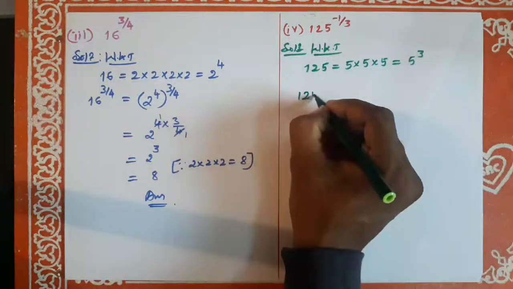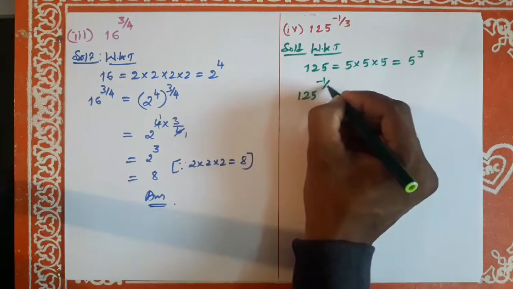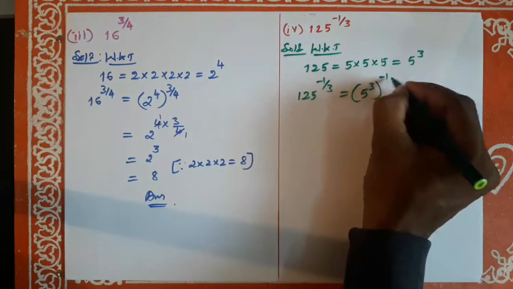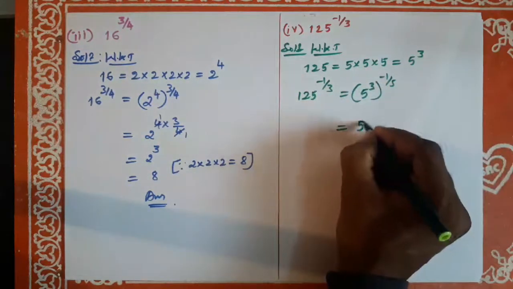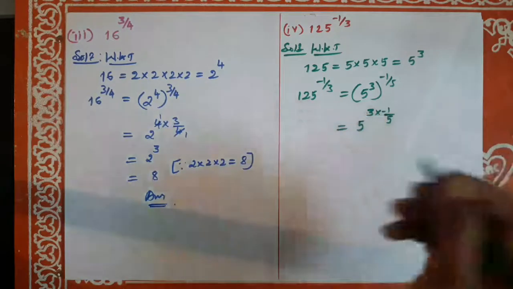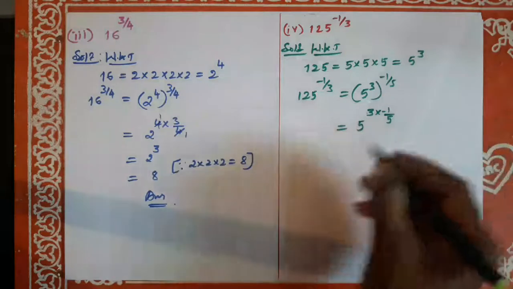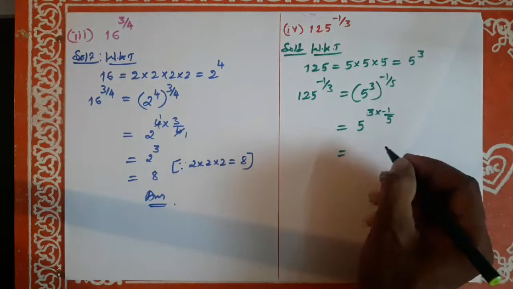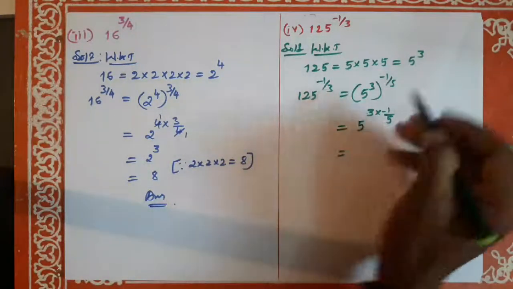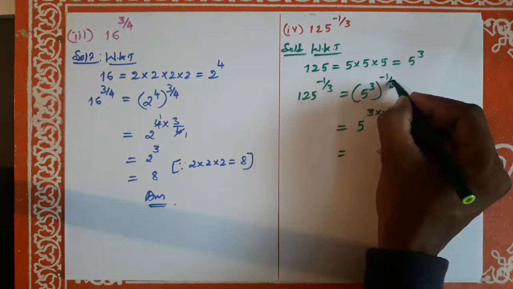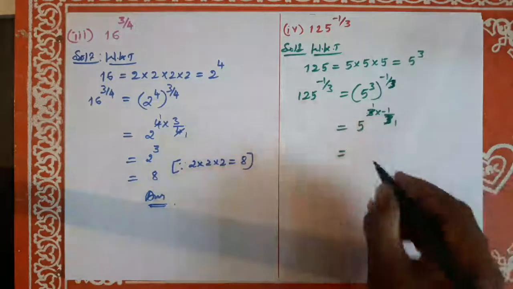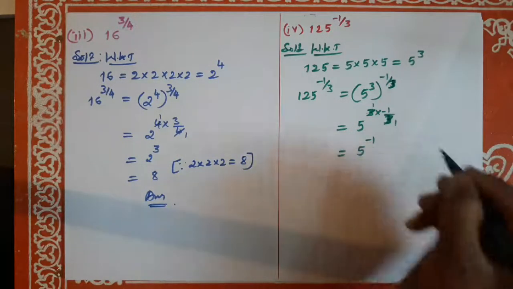So (125)^(-1/3) can be written as (5^3)^(-1/3), which is equal to 5^(3 × (-1/3)). Dear students, this is minus 1 by 3, so here also I will write minus 1 by 3, and this is also minus 1 by 3. 3 ones are 3, 3 ones are 3, which is equal to 5 to the power of minus 1.